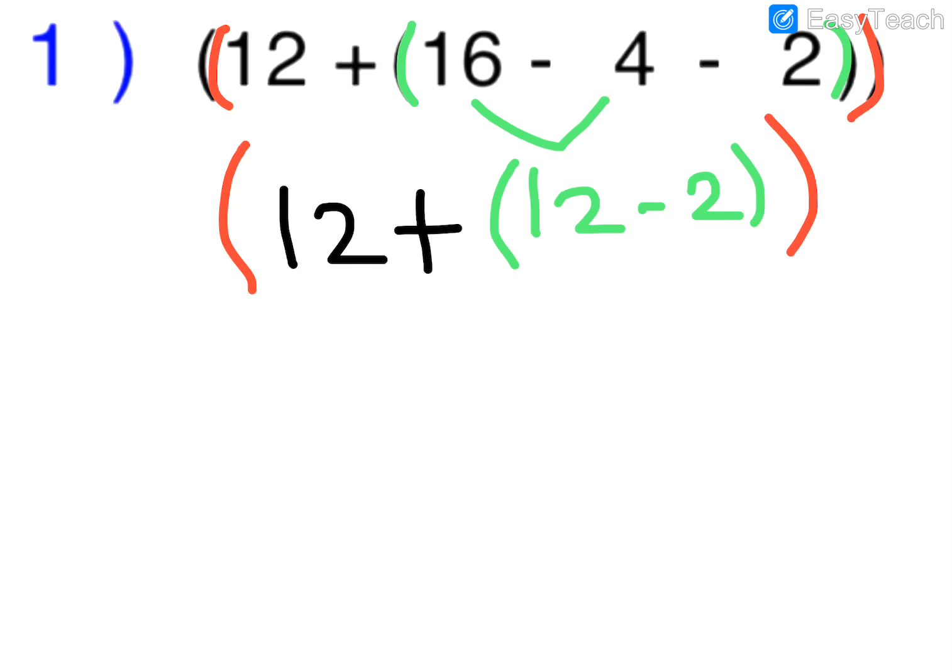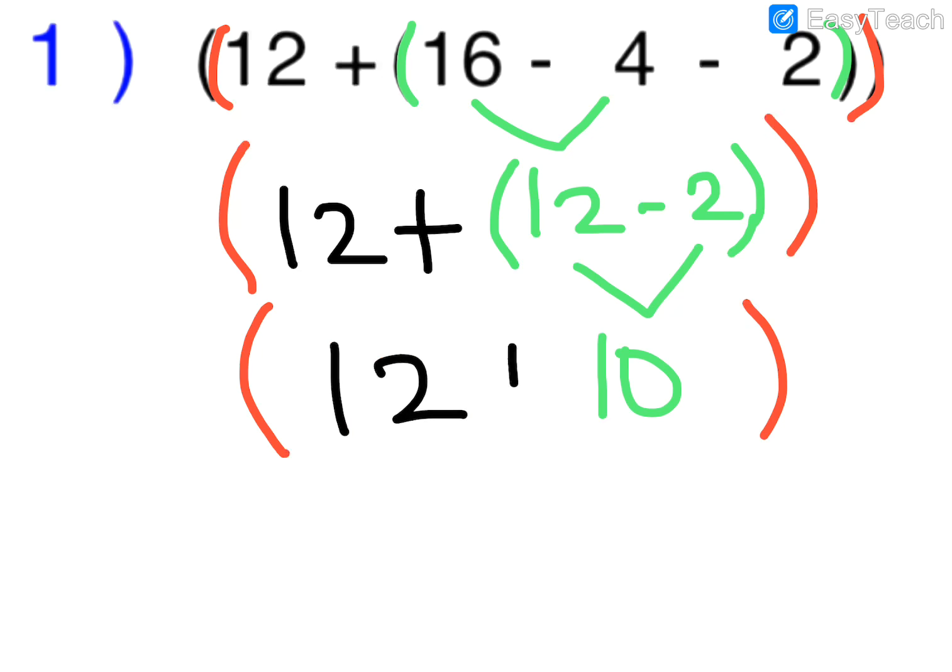And of course, if you look at the problem after we have rewritten it, we still have a set of parentheses on the inside of the red parentheses. So you want to simplify that part first. And so 12 minus 2 would give us 10. And since now we're done with that set of parentheses, the only set that we need to bring down is the red one. And we have 12 plus the 10 that we just brought down.